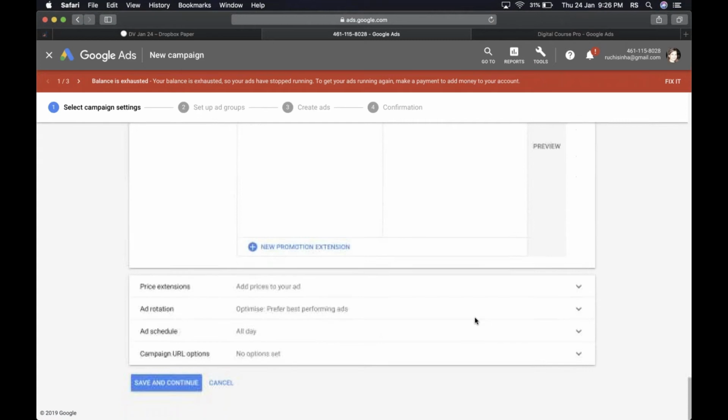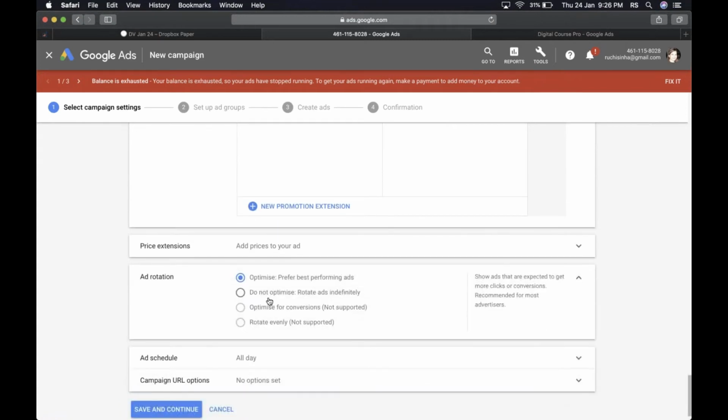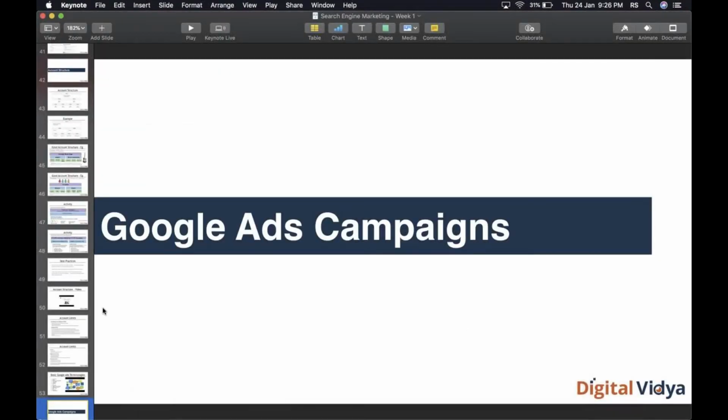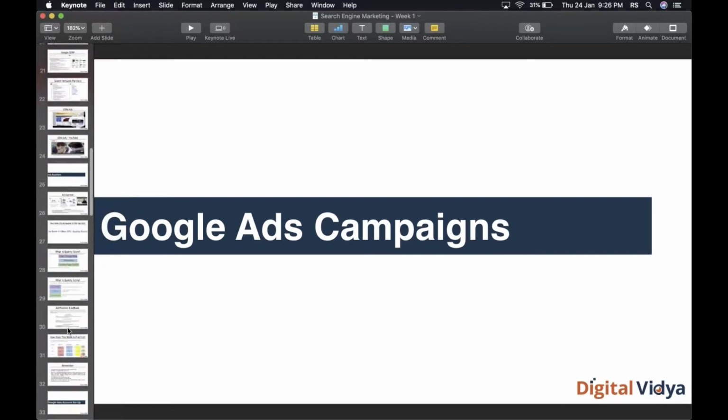Okay. Then add rotation, I will set it to optimize. There is do not optimize. Optimize means that here, if I go here, guys, please allow 10 extra minutes today, because we'll create this campaign properly today, and then once you have revised things, next week will become much easier because we would have already created the basic campaign.